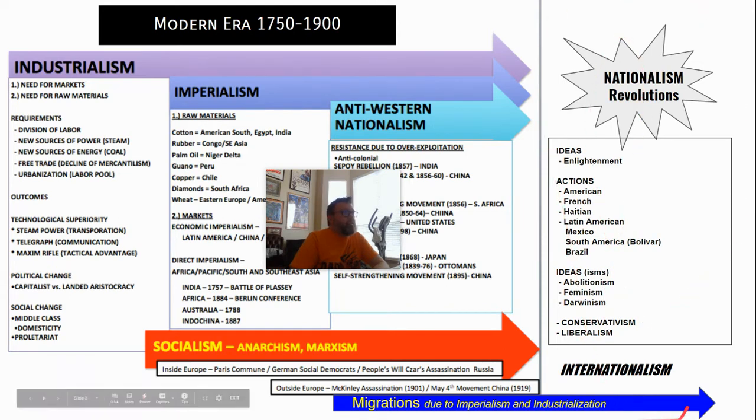This side of the chart is happening at the same time as this side of the Industrial Revolution. Industrialism starts in Britain. Enlightenment itself doesn't start in Britain, but Britain's a big component of it. So we'll come back to this chart probably later.